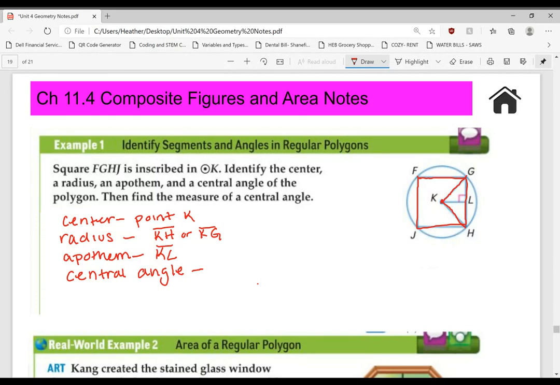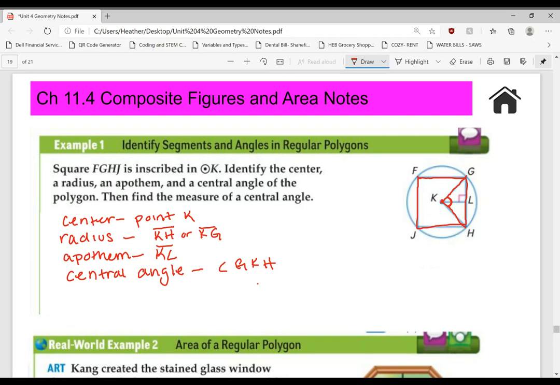And then the central angle is going to be angle GKH, which is this angle, because it's in the center of that entire object. So angle GKH. Okay, now to find the measure of the central angle.